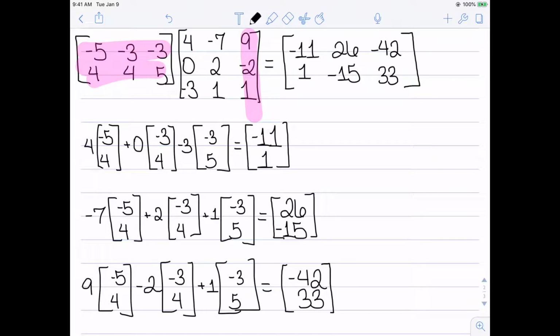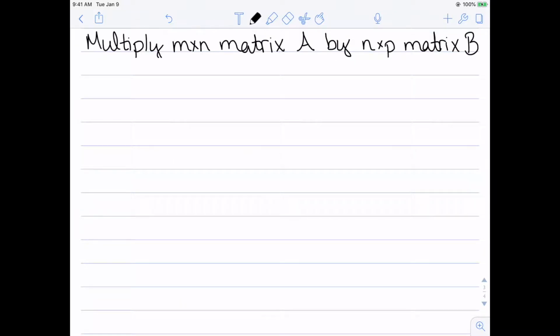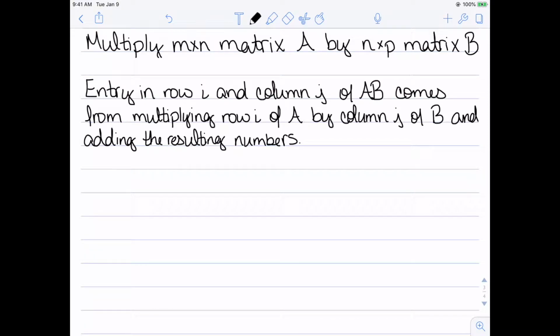So this was a very long process. Our second method is going to try and make this a little bit simpler for us. Our goal is to multiply an M by N matrix A by an N by P matrix B. We're going to do this by looking at the entry in row I and column J of the product. This is found by multiplying row I in my matrix A by column J of the matrix B and then adding the resulting numbers.